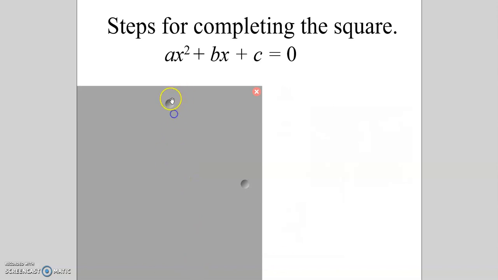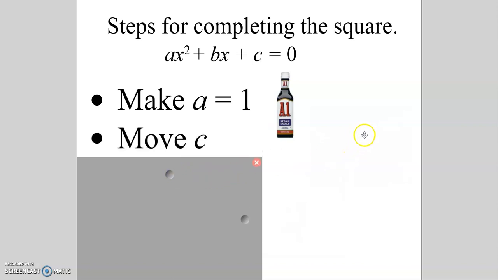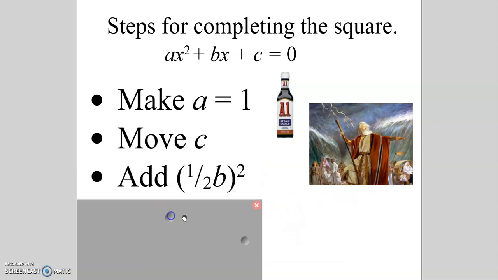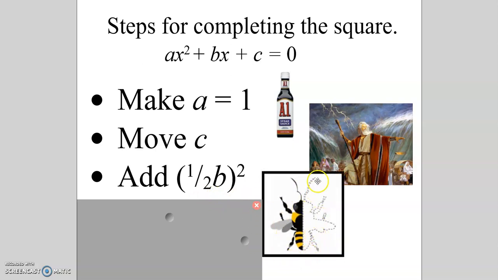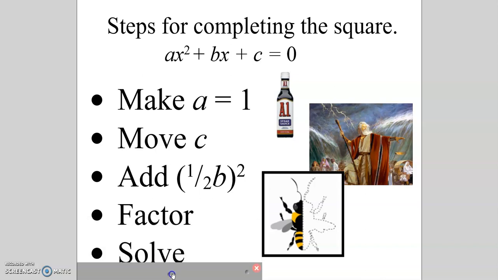So the first step for completing the square is we need to make a 1. If you remember, my hint for that is steak sauce. Make a 1. Second step is to move the c, just like Moses. Got to move the c. Next step is add half of b squared. So there's half of b in a square. So we have to add half of b squared to each side of the equation. And at that point, we have now made something a perfect square, so it is now factorable. So then we factor it, and in this case, we won't actually be solving, but we will be factoring.